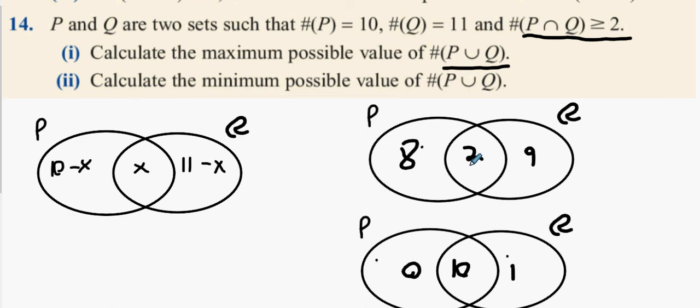Out of interest, which one has the maximum value of P union Q? Add the first one up together. 10 plus 9? 19. Add the second one up together. And there's your maximum and minimum done again.